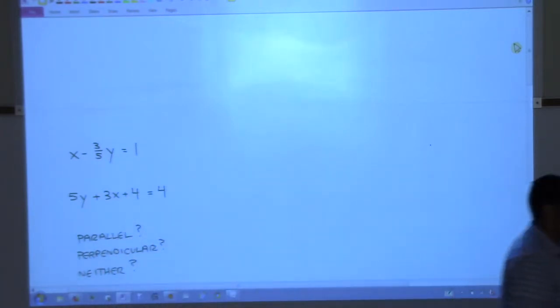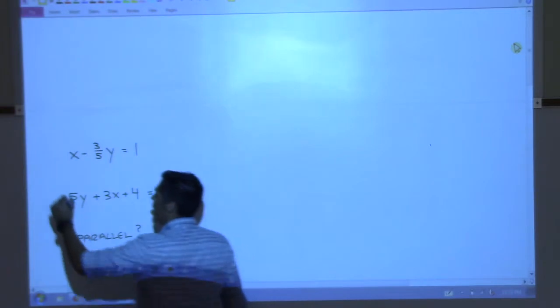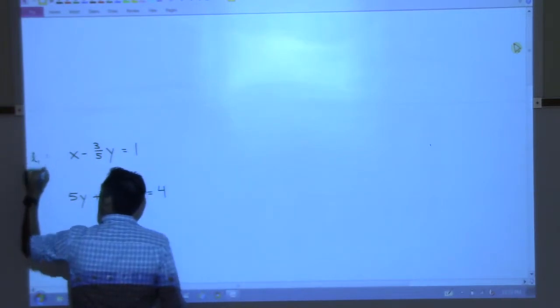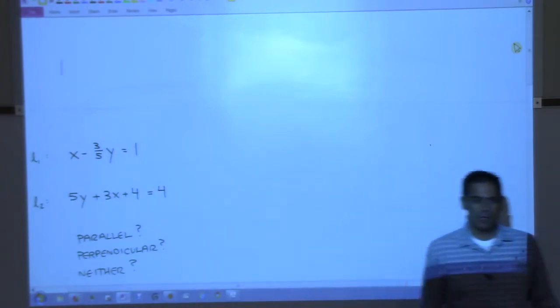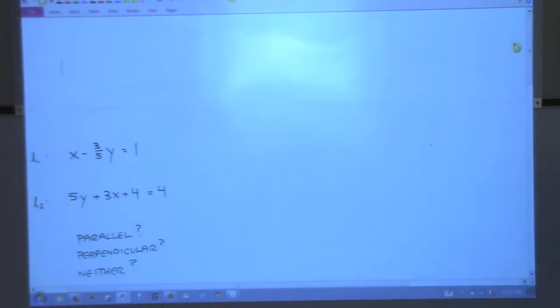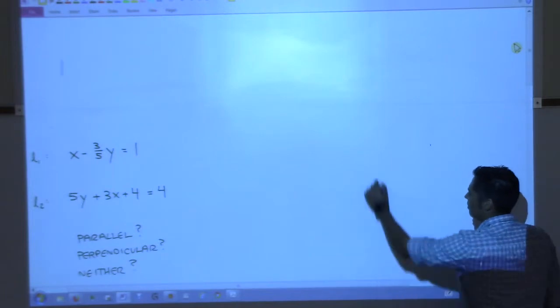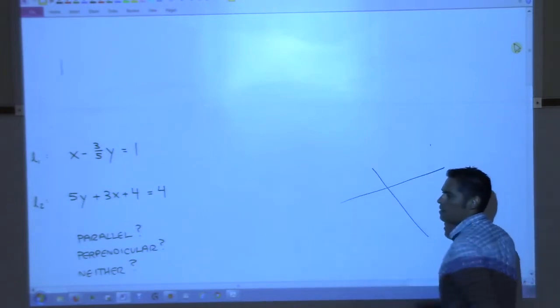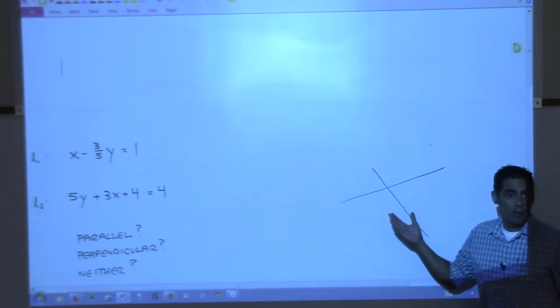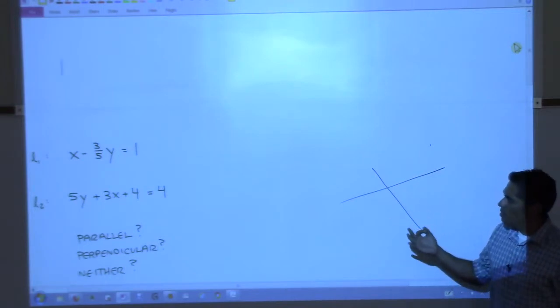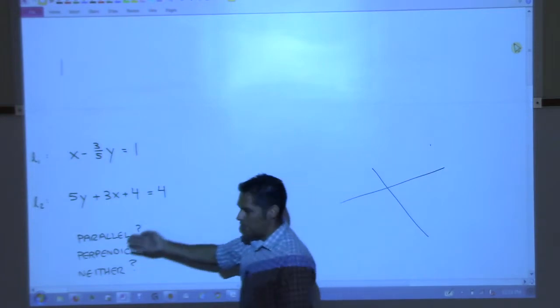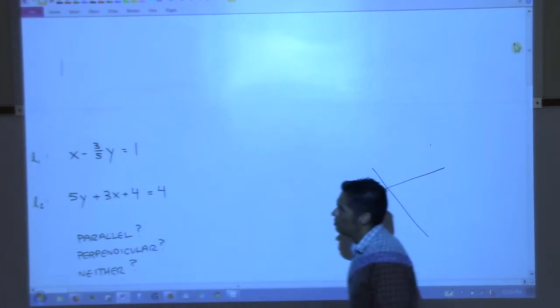Okay, so what I've done is I've put the equation of two lines up on the board. This is line 1, we'll call it L1, and this is L2. And the question is whether or not these are parallel, perpendicular, or neither. If you have two lines, they can be parallel, they can be perpendicular, or they can be neither. So there's really three possibilities. So here are the two lines, and you're asked which of these three cases is it. So how would you do that?